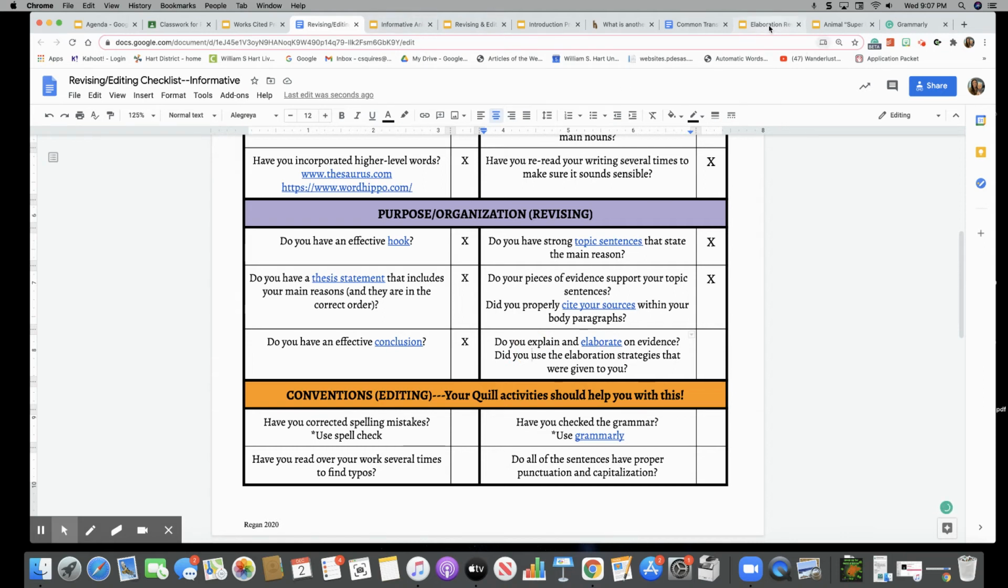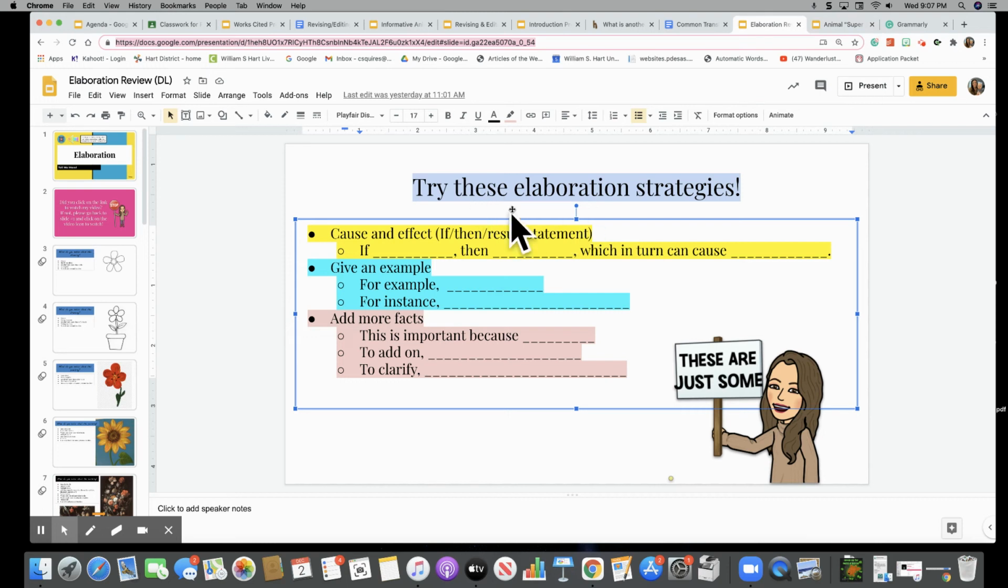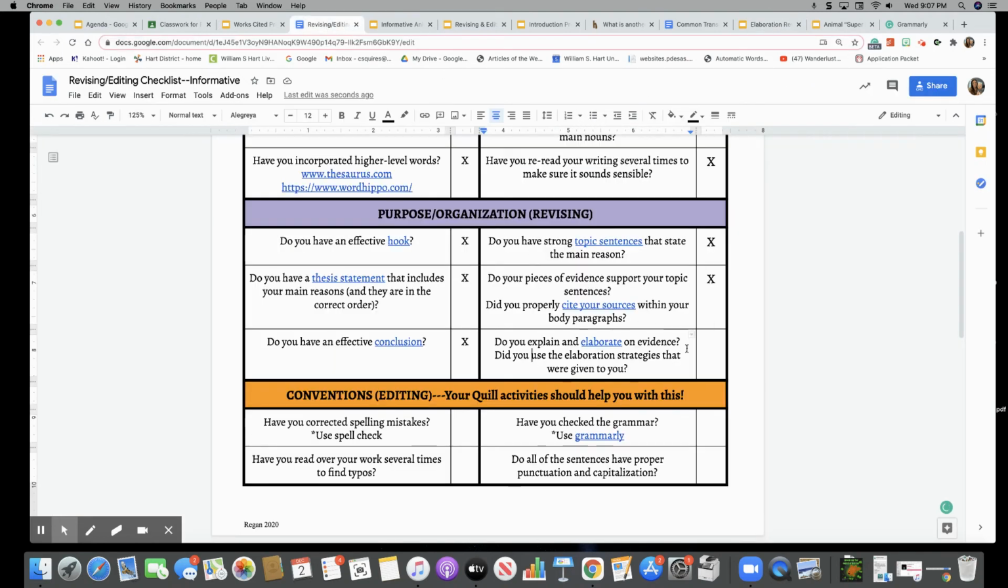When I'm talking about the elaboration strategies, I'm talking about these right here. I should see these in your body paragraphs. I should see cause and effect, or I should see examples, or I should see you adding on more facts, or doing two of these things or three of these things. It's totally fine to combine them. But I should see these strategies in your body paragraphs. I'm just asking you to double check that.